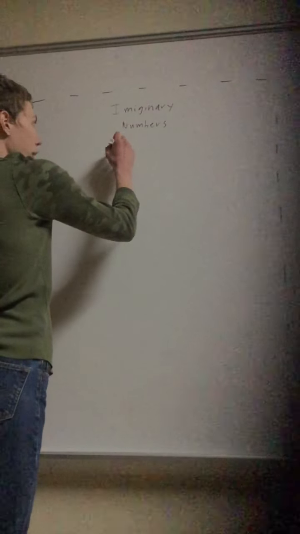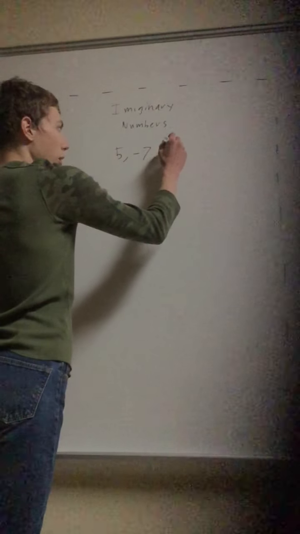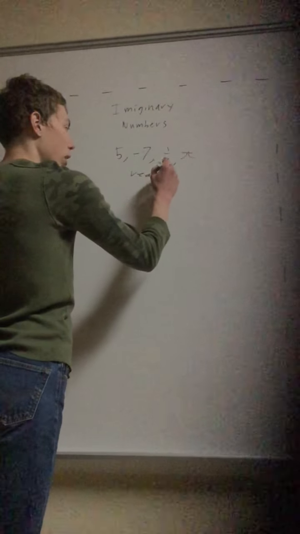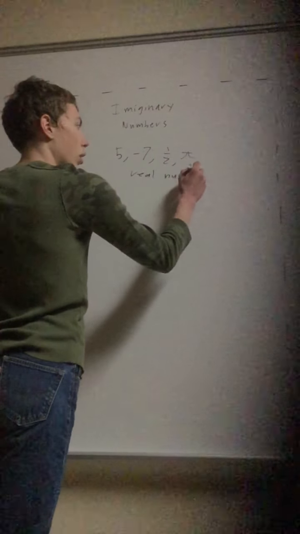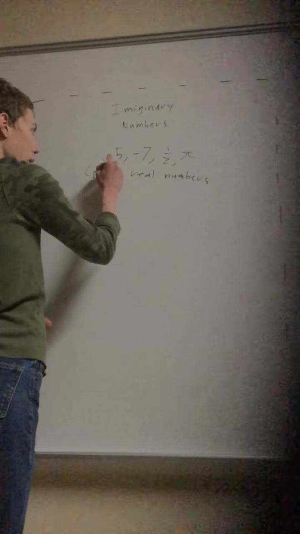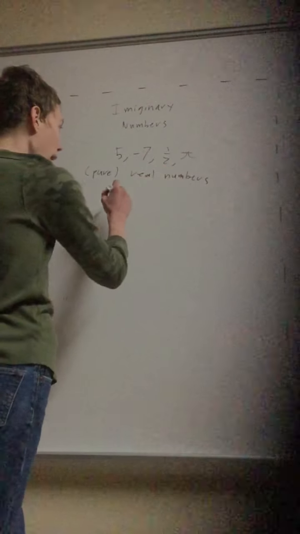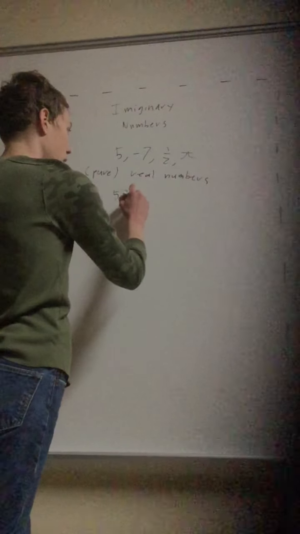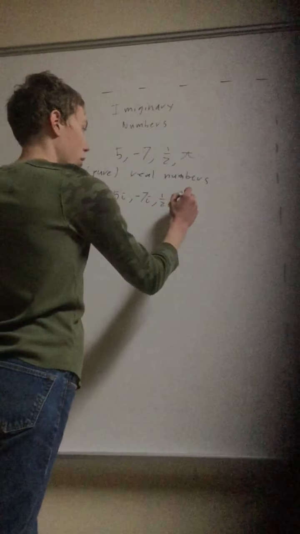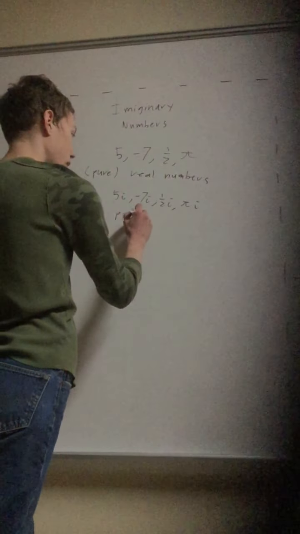All the numbers that we were used to, like 5 and -7 and 1/2 and pi, are called real numbers. And in the context of imaginary numbers, we call these pure real numbers. If you take any of these things and multiply it by i, these are called pure imaginary numbers.